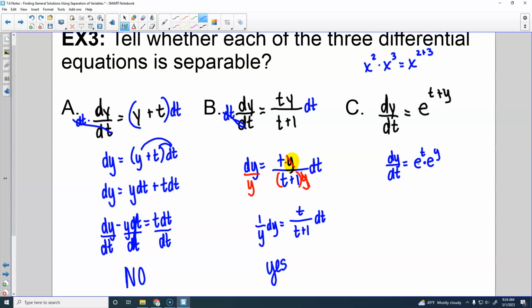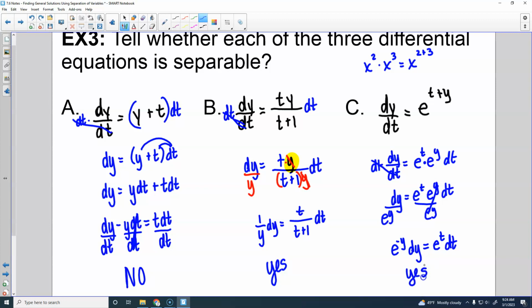Yeah, so that's the key to being able to break these apart. And then if you do the dt on both sides, that gives you dy equals e to the t, e to the y, dt. You need that e to the y to go away, so you can divide by e to the y on both sides. So you got, I'd probably do e to the negative y, dy equals e to the t, dt. So that one is a yes, it can separate, but it's not very easy.